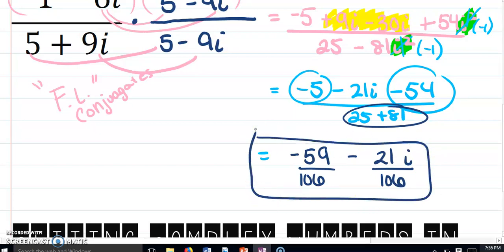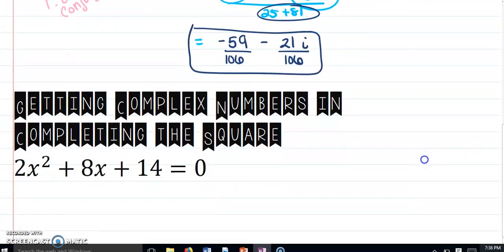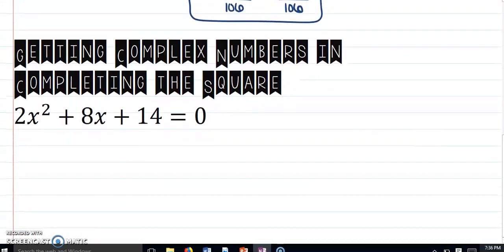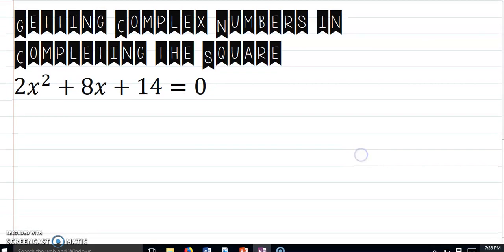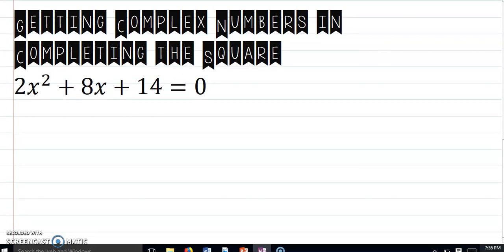Okay. The next thing that we're going to look at is completing the square or using the quadratic formula, where your answer is going to be an imaginary number. You could also get imaginary numbers when using the square root method, but this problem's not able to be done using the square root method. So let's first choose completing the square, and then I can do it again using the quadratic formula.